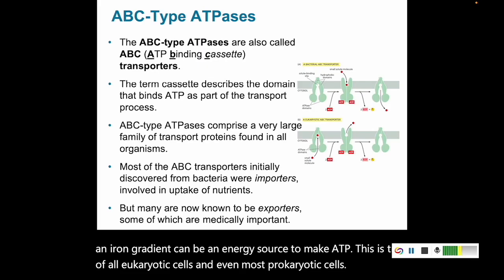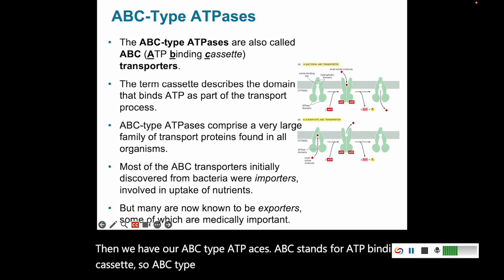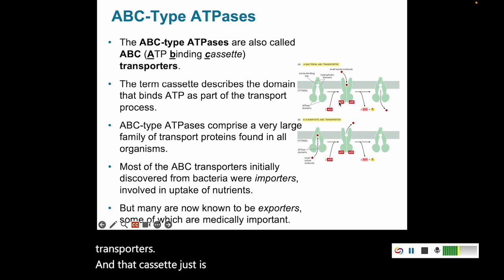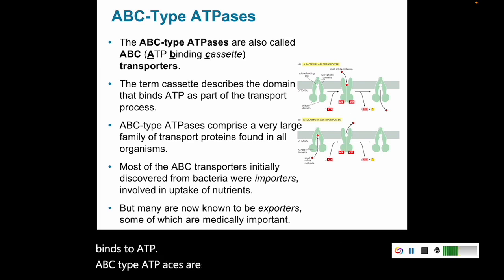Then we have our ABC-type ATPases. ABC stands for ATP binding cassette. So ABC-type ATPases are sometimes called ABC transporters. And that cassette is just a weird word to describe this region that binds to ATP. ABC-type ATPases are a large family of transport proteins. You find them in all kinds of organisms.